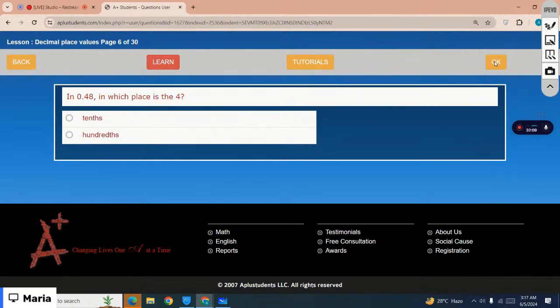The correct option is, in 0.48, in which place is the 4? 4 is at the, yes, 10th place. It is. The correct option is 10th.